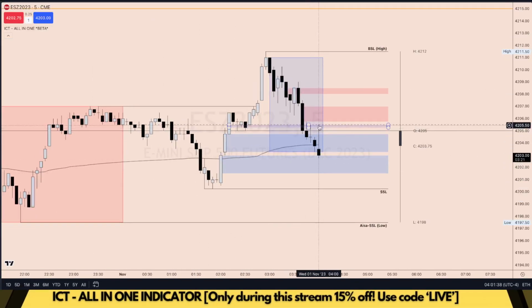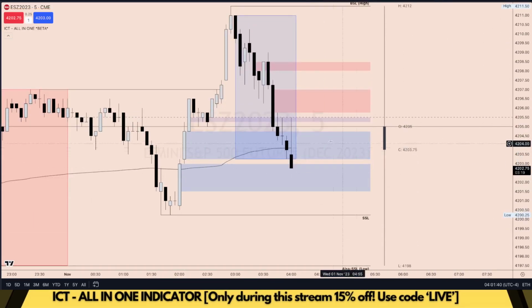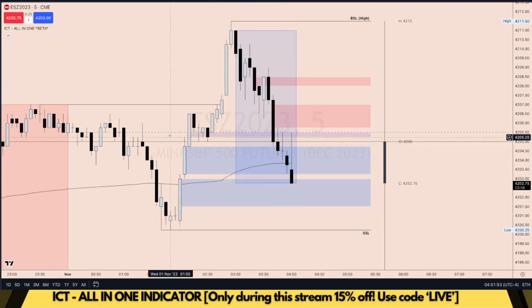We bounced away from the midnight level and we had an inversion fair value gap paired with that. This fair value gap initially was used to support price to deliver into Asia buy side. Once we closed below it, we tapped into it 3 times and used it to deliver lower.